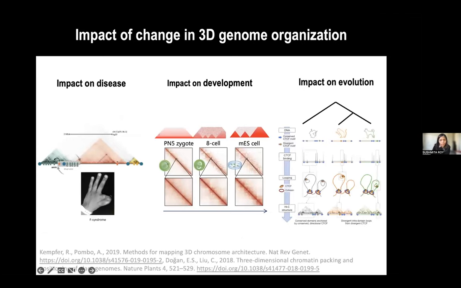Because of efforts from consortia as well as different labs, people have tried to look at the question of how the 3D genome actually changes and what it actually impacts. In many cases, people have shown that it has an impact on disease and on normal processes like development, and across evolutionary timescales, the 3D genome can change and it can have a strong phenotypic effect.